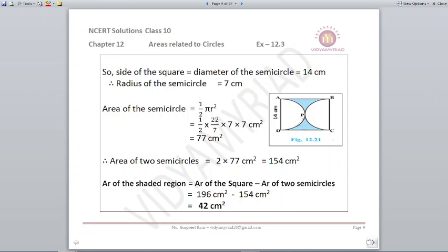So to find out the area of the shaded region, we need the area of the square. We have found out 196, and we need the area of the two semicircles, that is 154. Subtract them, that will be the remaining shaded area, that is 42 centimeters square.